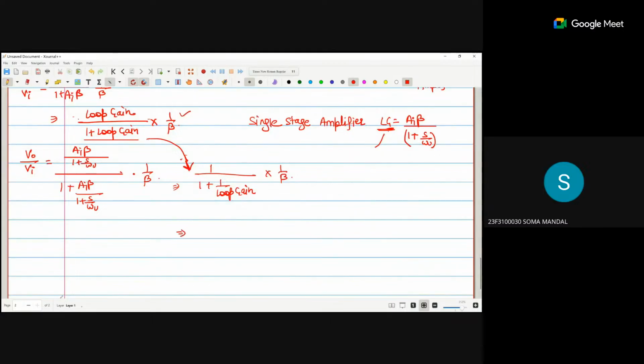Now put the value of the loop gain. So it is 1 upon 1 plus 1 upon Aβ upon 1 plus S upon ωu, times 1 by β. Now we can take basically the LCM and just solve it. So you will get the equation: 1 over Aβ upon 1 plus S upon ωu plus 1.